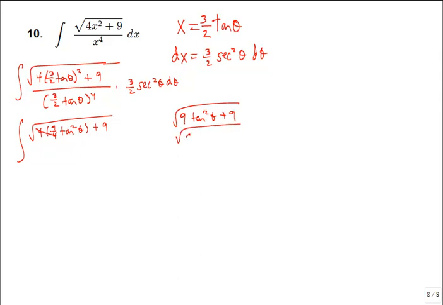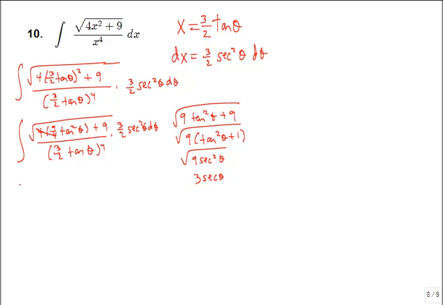So when I factor out the 9, we get tan squared theta plus 1, which turns into that secant squared theta, and the square root of that becomes 3 secant theta. So that's what this whole numerator is going to turn into. Let me just finish recopying the rest of this problem and then we'll finish simplifying. So this whole numerator right here becomes 3 secant theta.